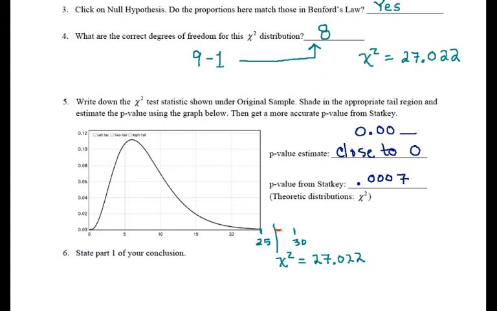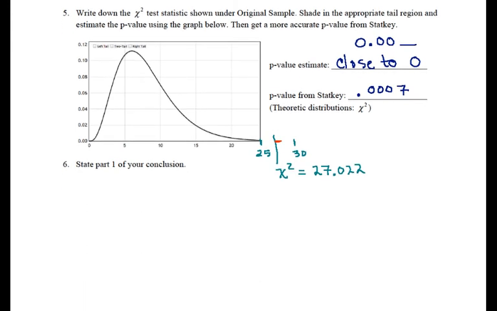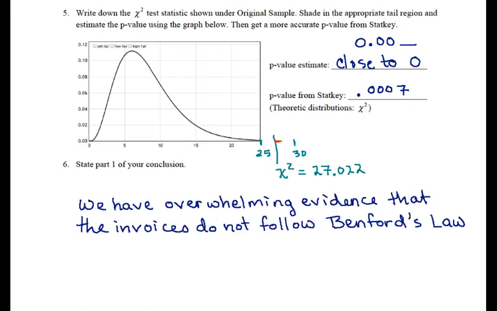What this p-value tells us is that we do reject the null hypothesis that these follow Benford's law. They in fact seem to deviate quite a bit from Benford's law. So we do reject the null hypothesis. We have overwhelming or very strong evidence that they don't follow Benford's law. So part 1 of my conclusion is just based on the p-value.